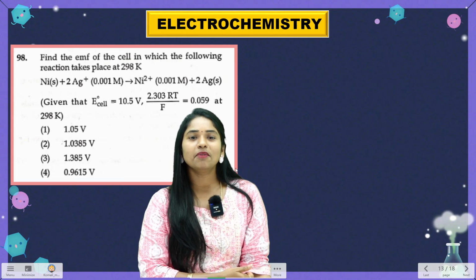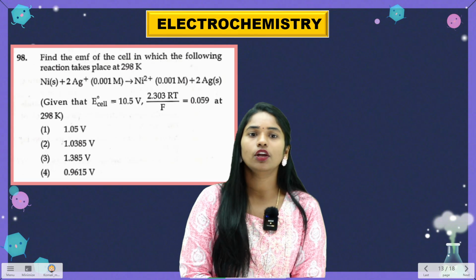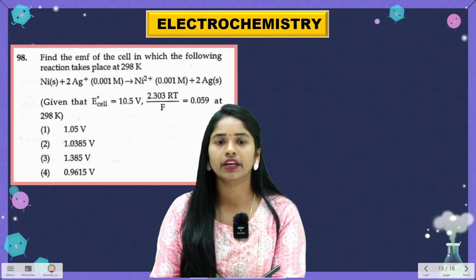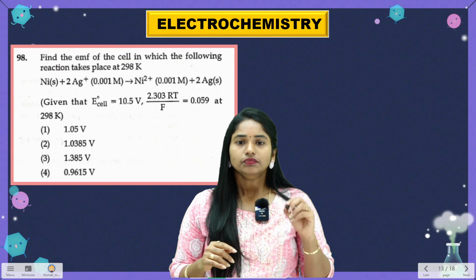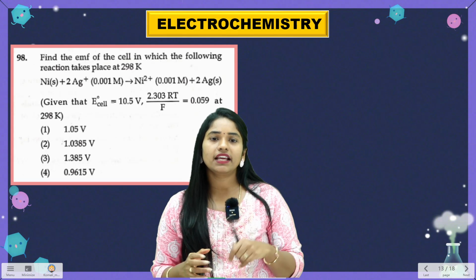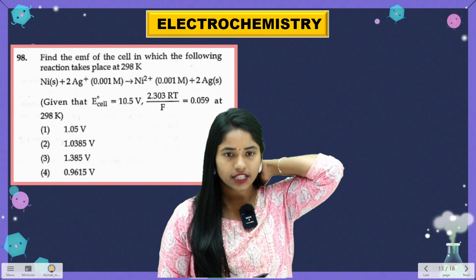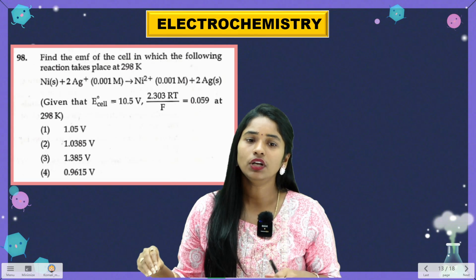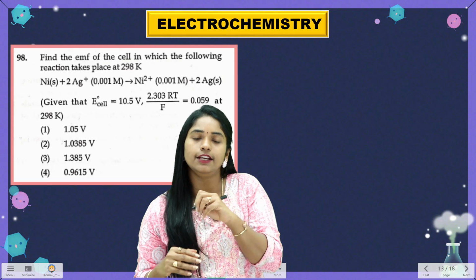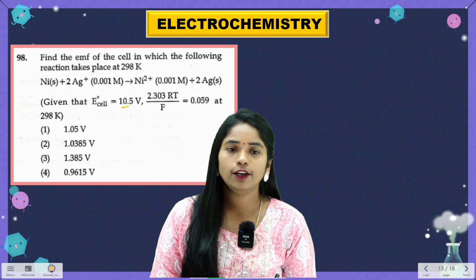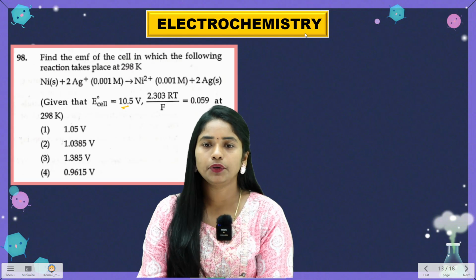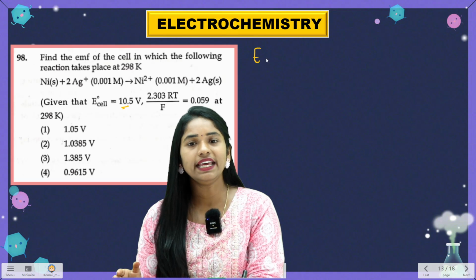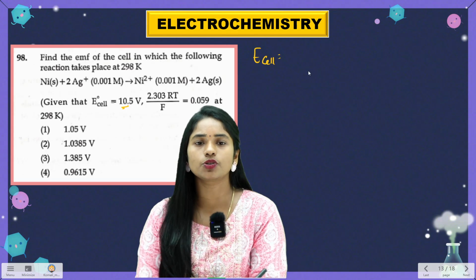Now in the NEET 2022 paper, which question came from electrochemistry? Find the EMF of the cell in which the following reaction takes place. See, this is the reaction given. This is actually an add-on score, maybe you will be getting grace marks for this because the E0 cell value is given as 10.5 volt. Actually it should be 1.05 volt. Now let's see how to calculate this. This is a question based upon the Nernst equation.